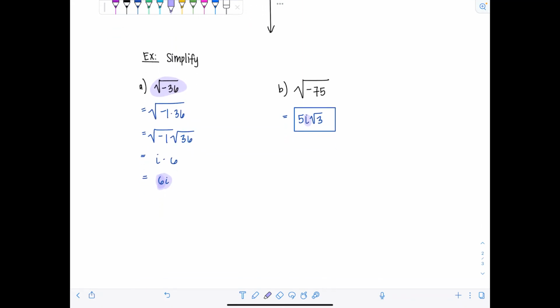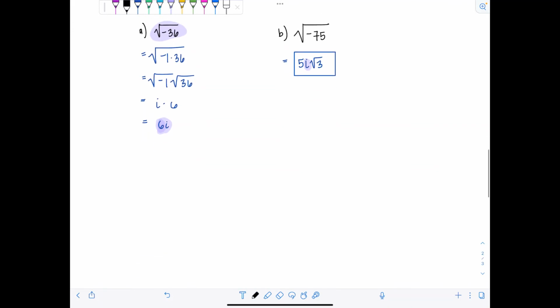When adding complex numbers, you add the real part, add the imaginary part. So say you had 4 plus 5i plus 3 plus 9i. You would add the real parts together. It's just like combining like terms. So this would be 7 plus 5i plus 9i is 14i. All right. Pretty easy, I think.